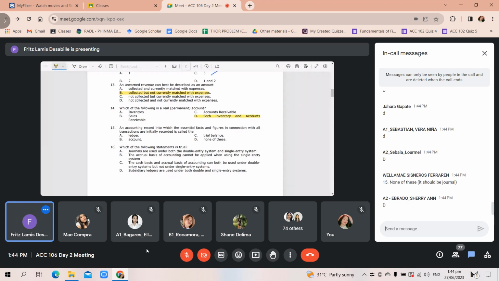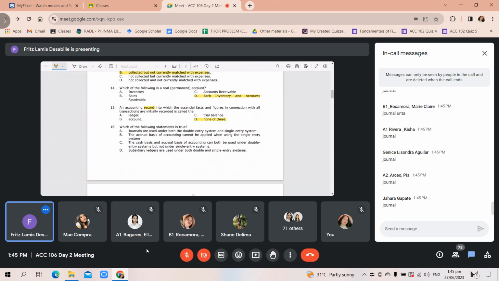So letter D, no? Unsa ni siya dapat ang answer, guys? If you're going to be replacing D, correct, journal, no? Again, journal. Keyword lang jud nato ani, record. So this is letter D, and the answer should be journal. No, it's not ledger, it's not an account, it's not a TB. So let's go to number 16.